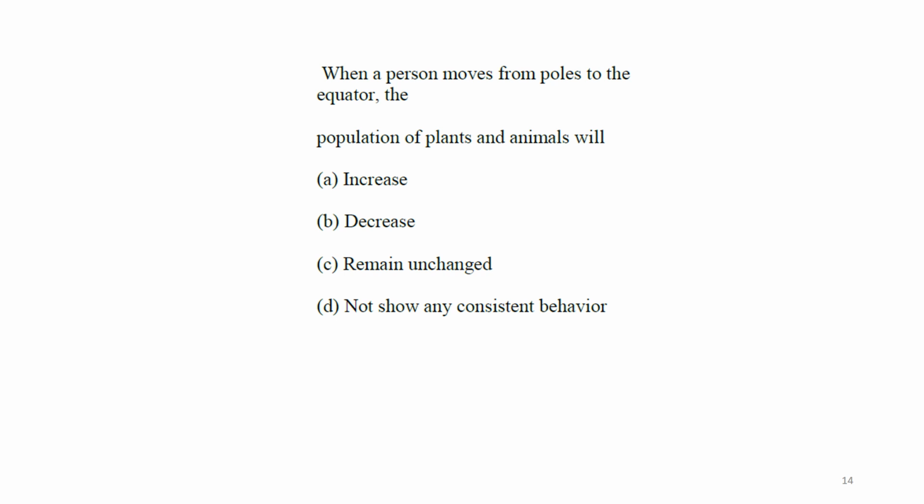Next question: when a person moves from pole to equator, the population of plants and animals will increase, decrease, remain unchanged, or show no consistent behavior.